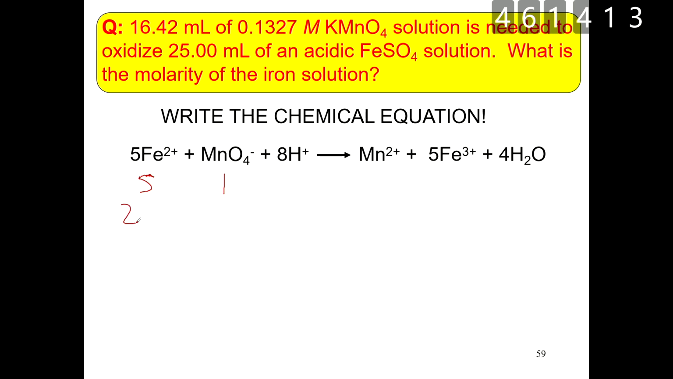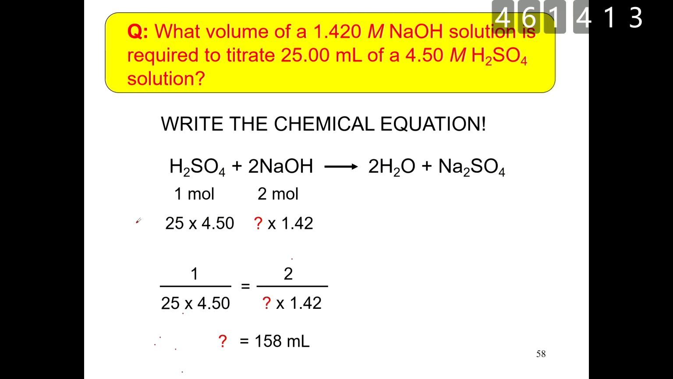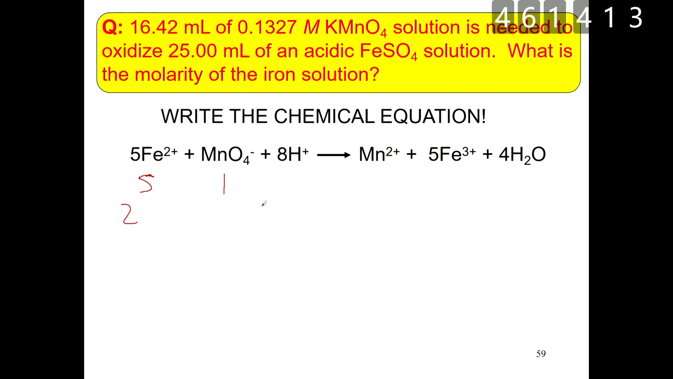I'm confused. Go back to the previous one. Let me use this one first. 1, 2, and then volume concentration. This is mole number, right? But the confusion in this question is there is potassium in the question. Here the question is calculate the volume, and here the question is calculate the concentration.